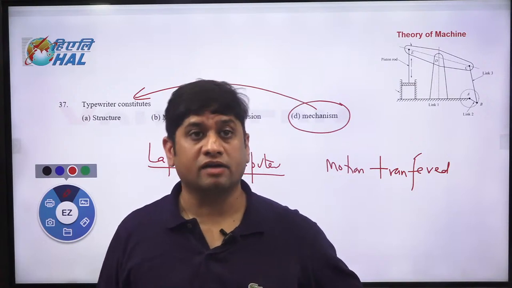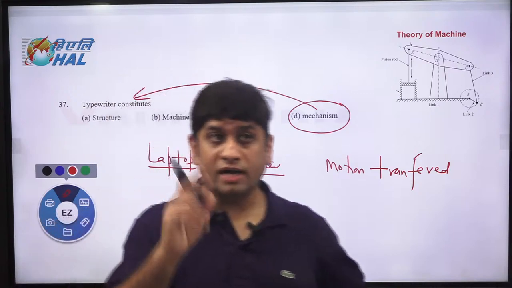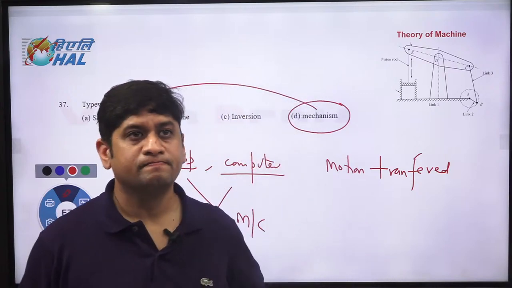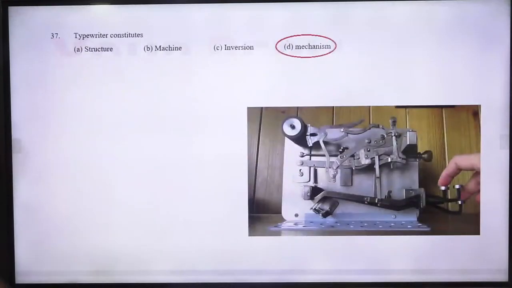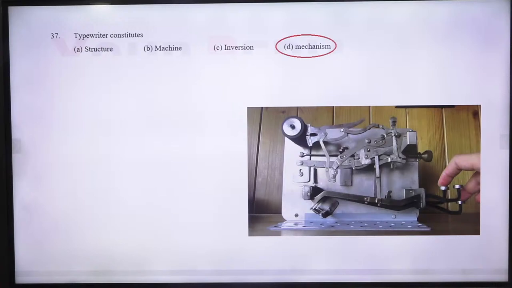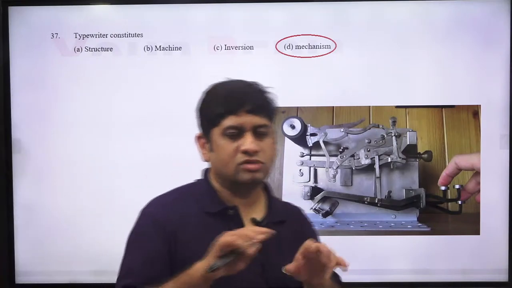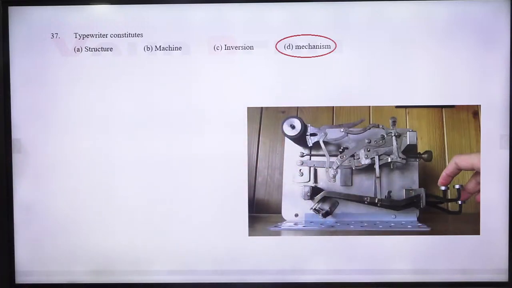Yes. All machines are mechanisms, you can say that. But not every mechanism is a machine. A typewriter is not a machine. A typewriter is a mechanism. Very old typewriters used to be like this. It was a good invention people made to write very nicely, to replace handwriting with some kind of automatic writing.